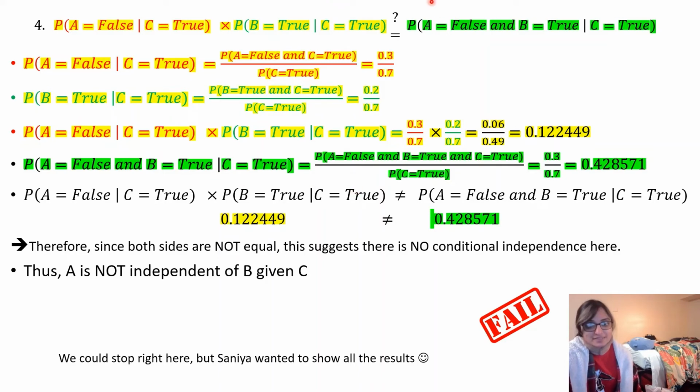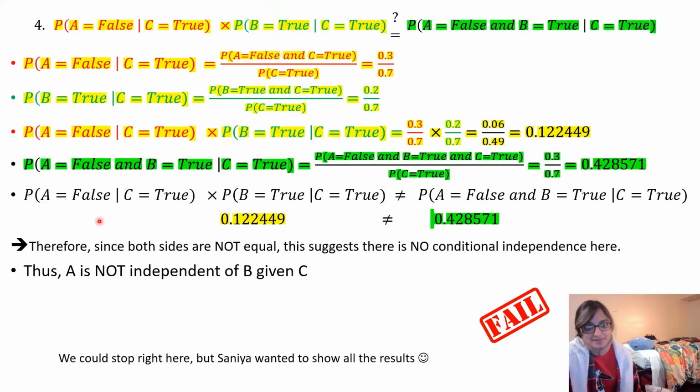Then on the right-hand side, we're looking at the probability A is false and B is true, given that C is true. So what we're getting here is A is false and B is true and C is true divided by C is true, those probabilities, that's 0.3 over 0.7, which is approximately 0.428571.